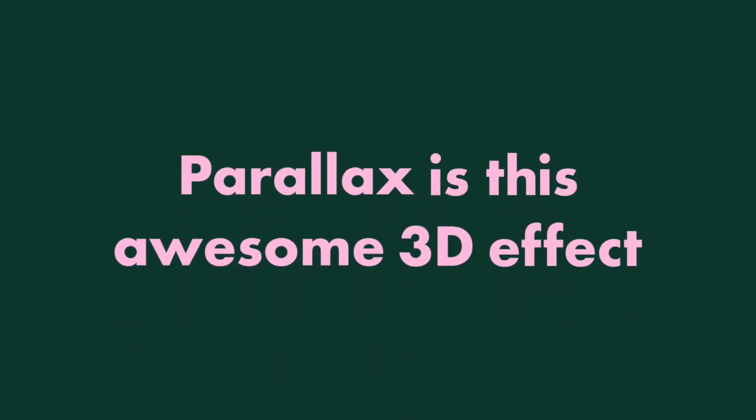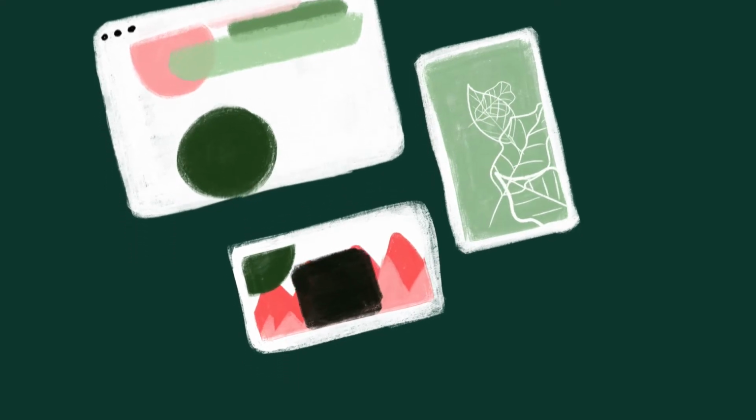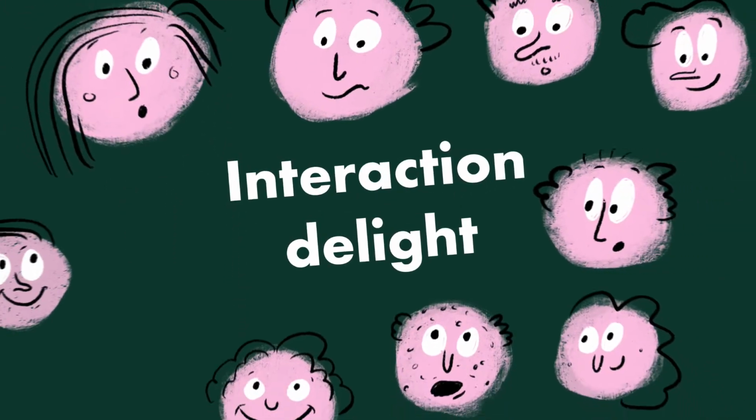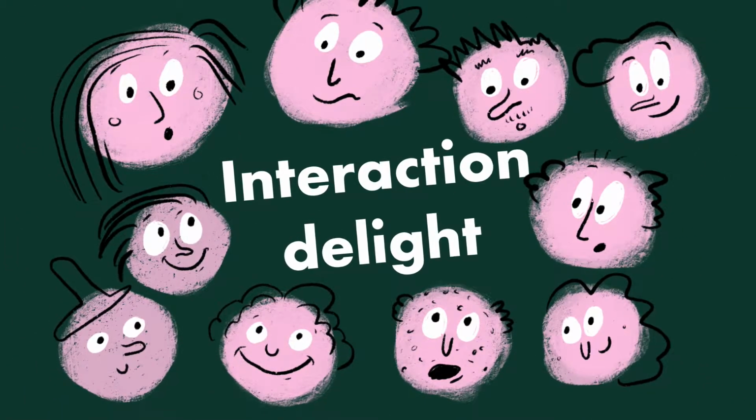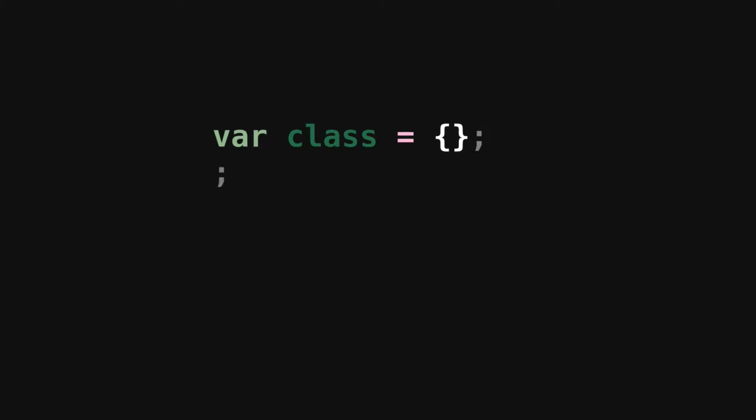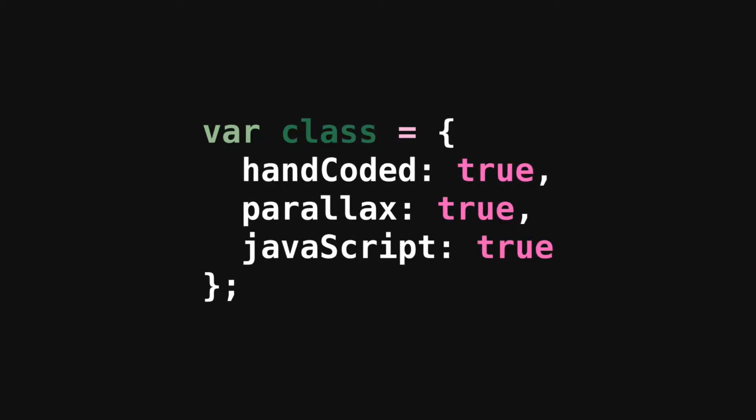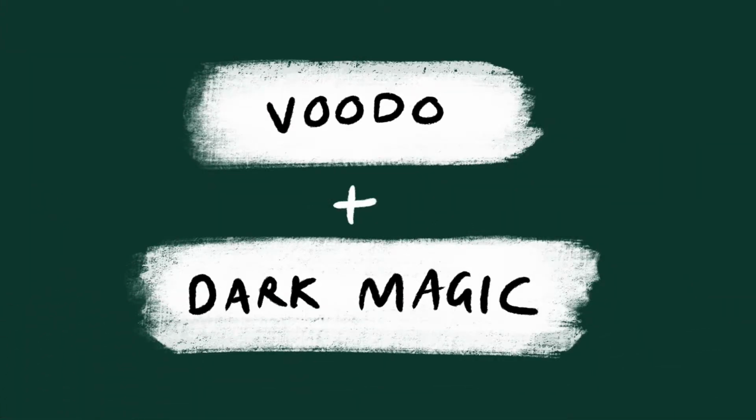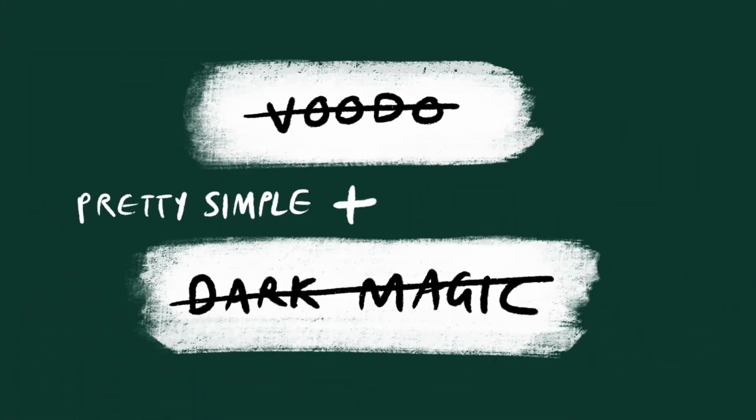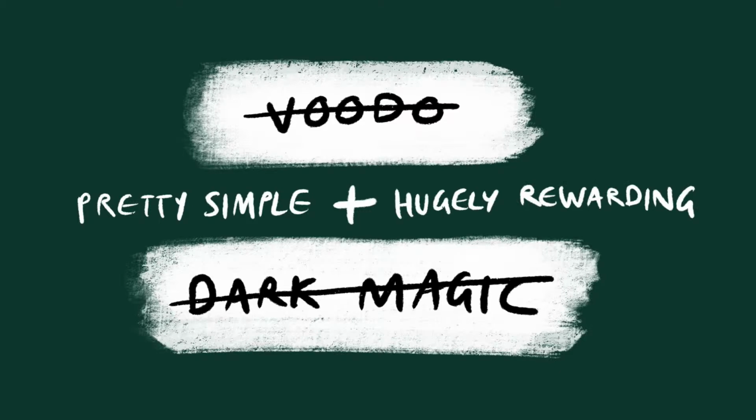Parallax is this awesome 3D effect you can see in tons of websites, games, and apps. It's an interaction delight and it attracts people like crazy. And in this class, I'm going to show you how to hand code your own Parallax experience using JavaScript. It may appear like voodoo and dark magic, but it's actually pretty simple and hugely rewarding.